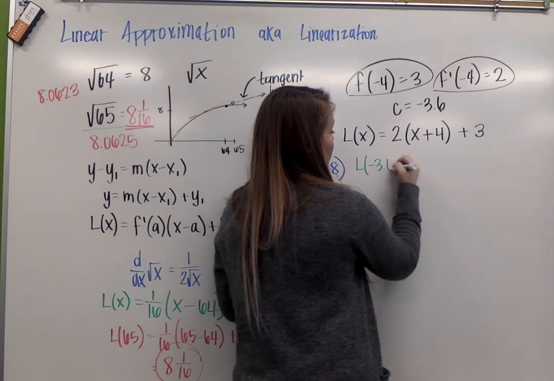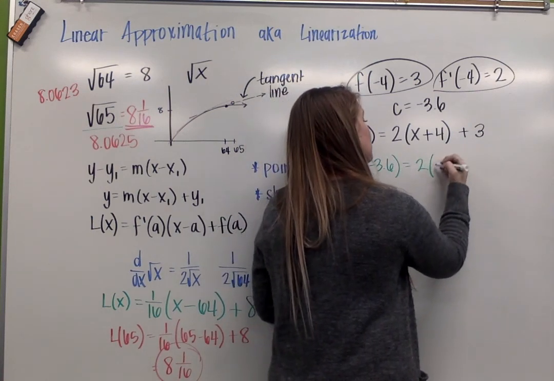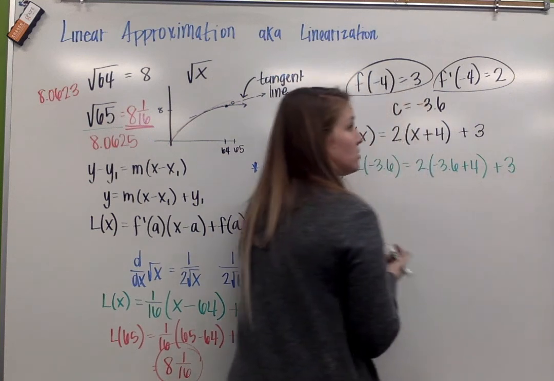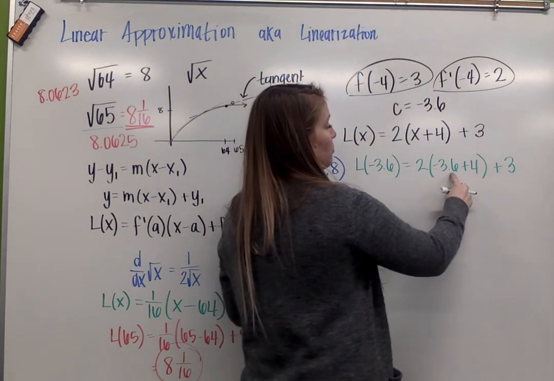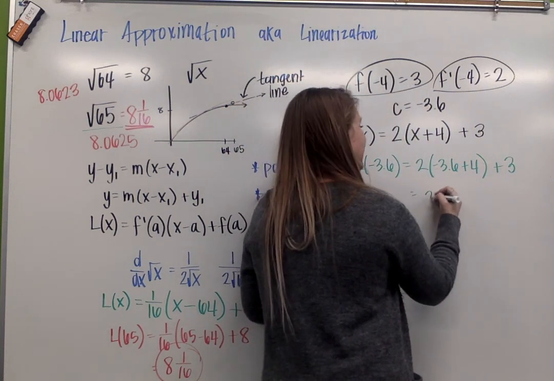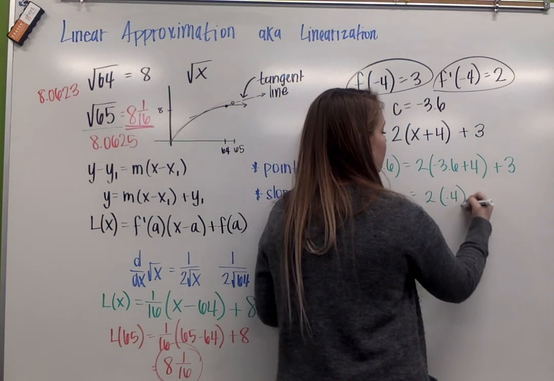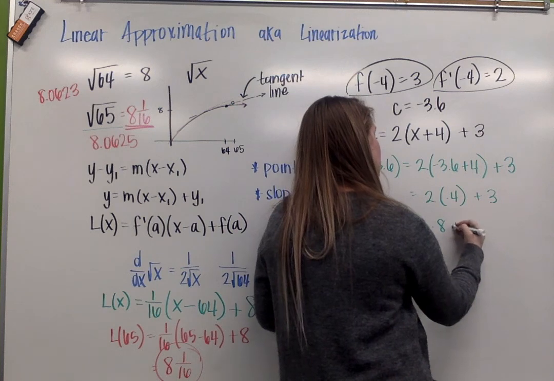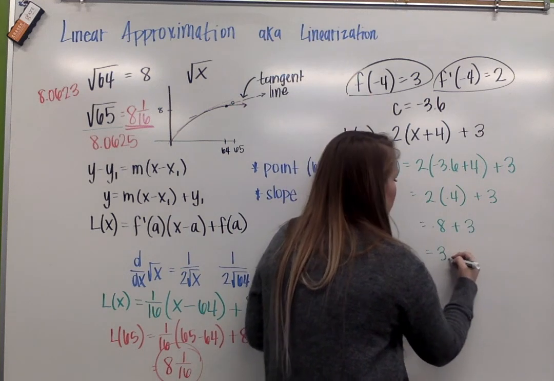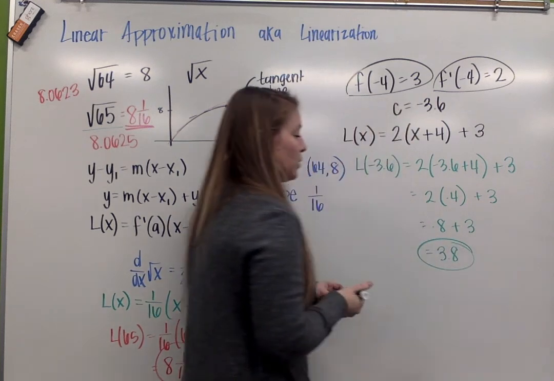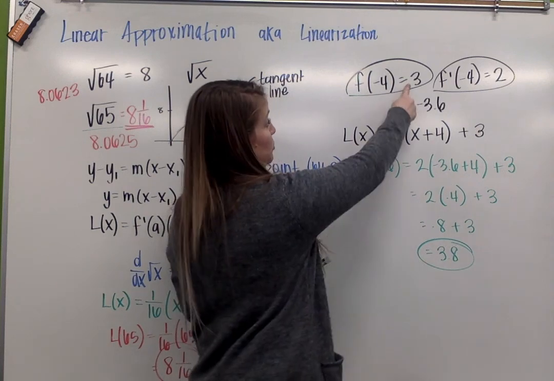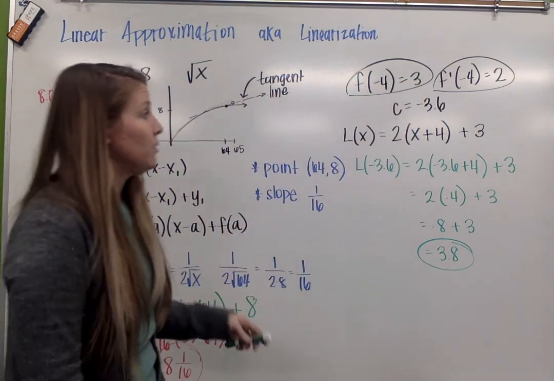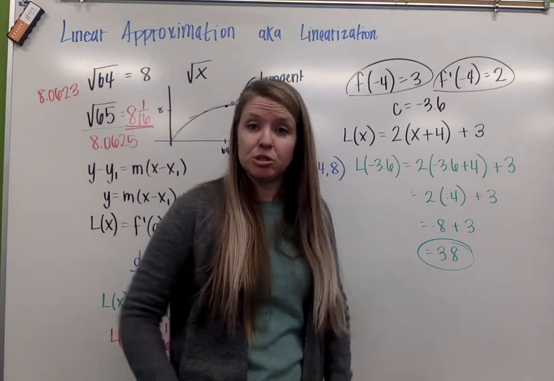So L of negative 3.6 equals 2 times negative 3.6 plus 4, plus 3. Negative 3.6 plus 4, that's going to give me 0.4. 2 times 0.4 is 0.8, plus 3. So I get 3.8, which is pretty close to where my 3 is, which tells me we're right around in the same ballpark. Seems doable.